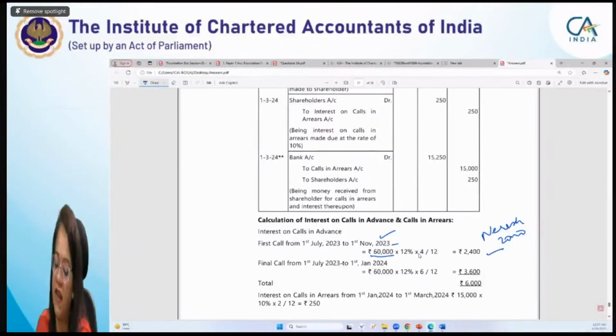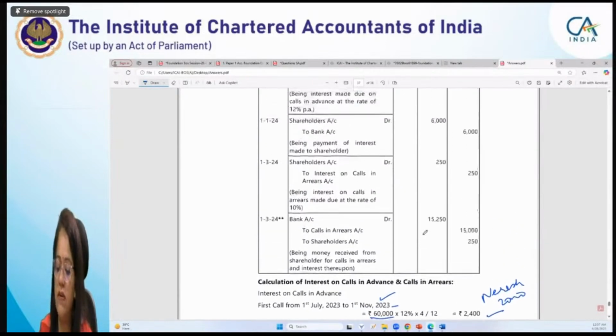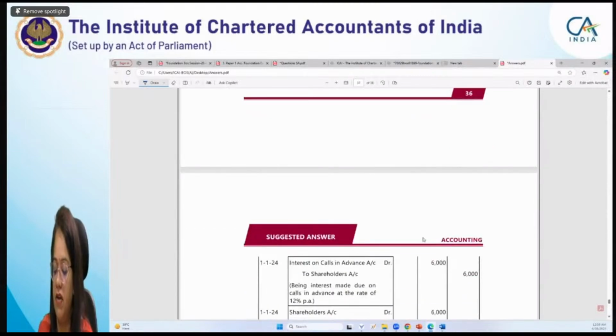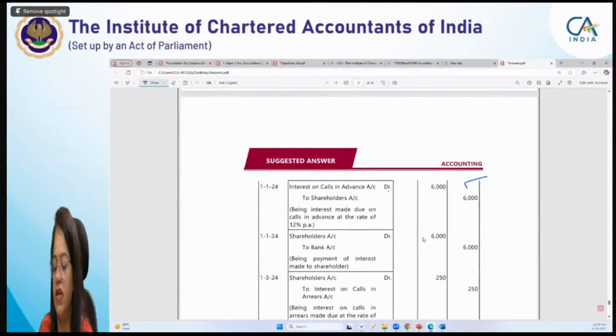And then second call came, कब हमने invite किया? On 1 जनवरी. So 1 जनवरी, it is July, August, September, October, November, December, January into 6/12. This is the total amount. Now interest on calls in advance हम क्या करते हैं? डेबिट करते हैं, क्रेडिट करते हैं? Since we have to pay interest on calls in advance, debit to shareholder and shareholder को जब receive होएगा, debit to हमारे बैंक से चला जाएगा to bank.